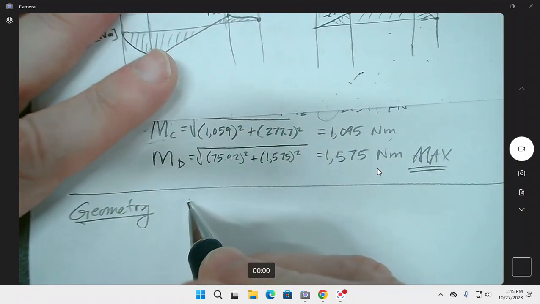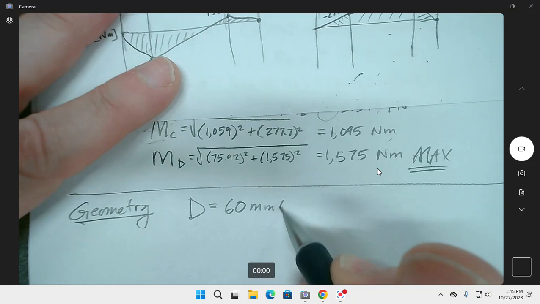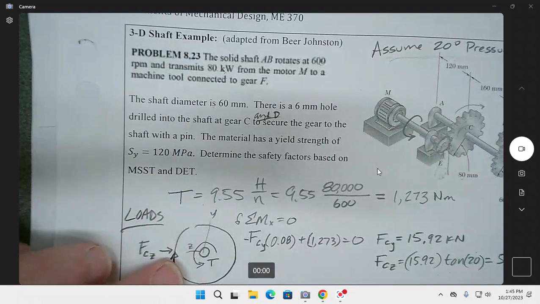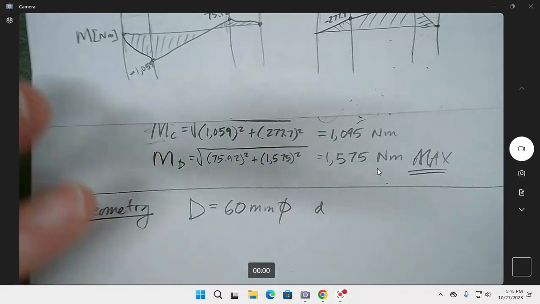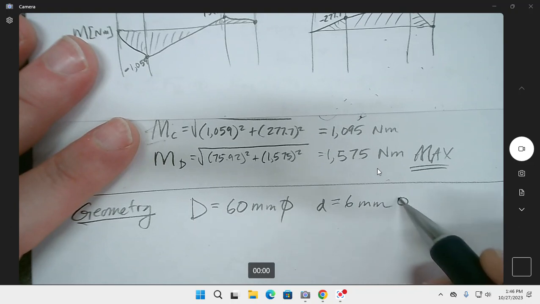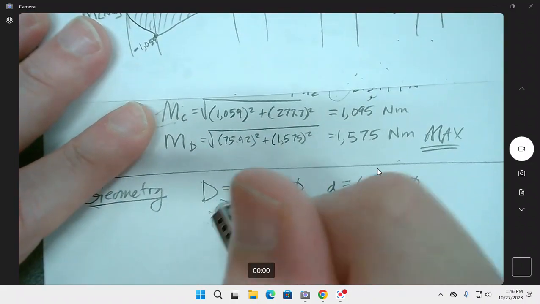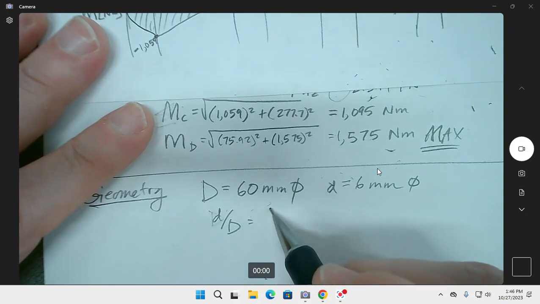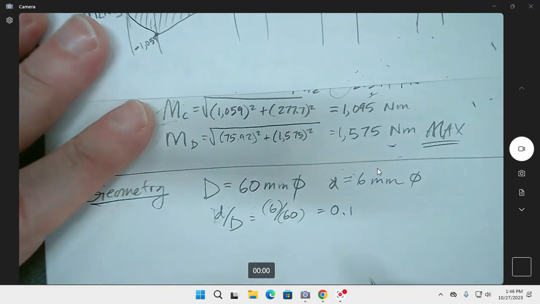So the D is the shaft of 60 millimeters. The d, I should have read the question more carefully. It's got a 6 millimeter hole. So I obviously was too lazy to make it hard, I made it easier for myself. So our big D. Is it big D over little d or little d over big D? Yeah, makes sense. We usually do a fraction. So 6 over 60, I could do that math, 0.1.